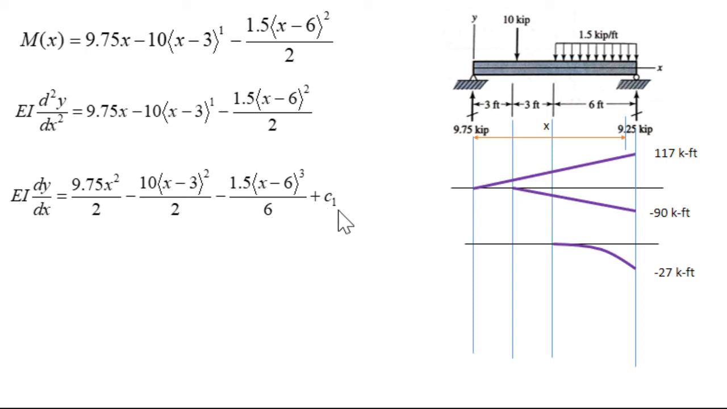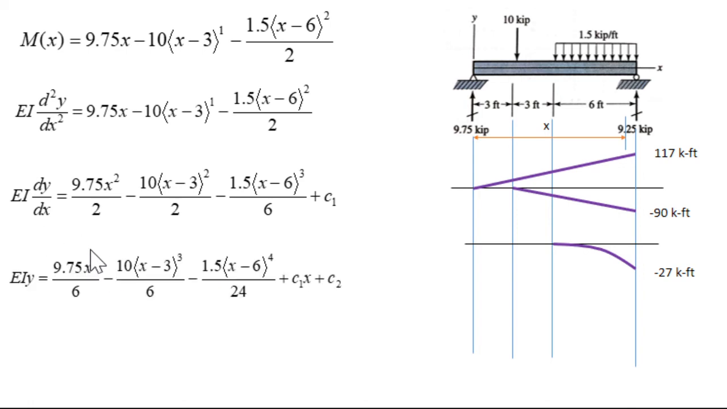one constant of integration will come. This will give you the slope equation, but we have to calculate C1. Later we'll see how to calculate C1. Then if you integrate this expression again, you'll get the equation of the elastic curve, with C1x plus C2. In this equation, we have two constants of integration, C1 and C2. So we need two boundary conditions to solve for these two constants of integration.